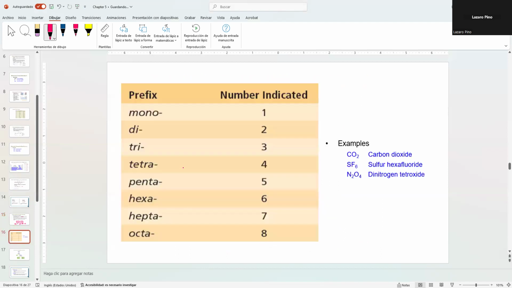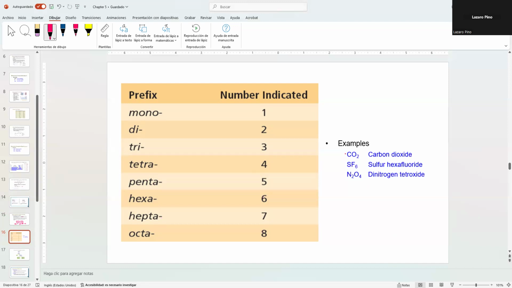For example, we use mono for only one atom, di for two, tri for three, tetra for four, penta for five, hexa for six, hepta for seven, octa for eight. The prefix is the same one that we use in the names of the figures. For example, pentagon, five sides, then we use penta if we have five atoms of the same kind.